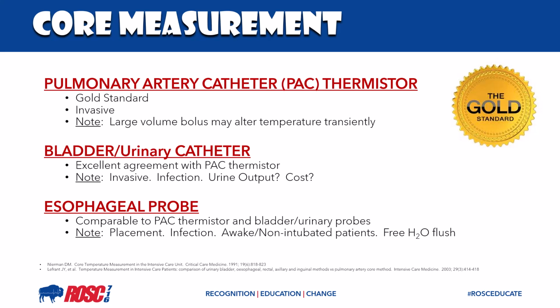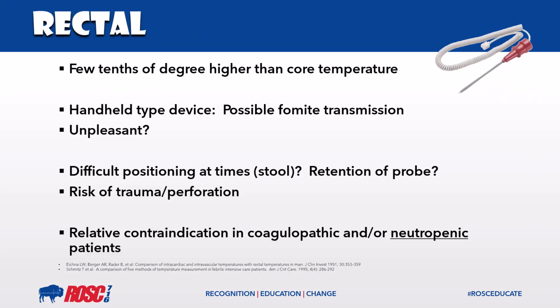It should be at 2/3 the esophagus. If it goes too deep into the gut, you can see huge fluctuations in temperature, especially with free water flushes. Next in line would be rectal temperature probes. So these correlate very well, within about a few tenths of a degree, with the core temperatures.